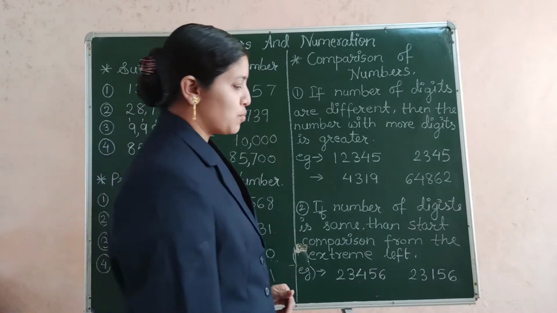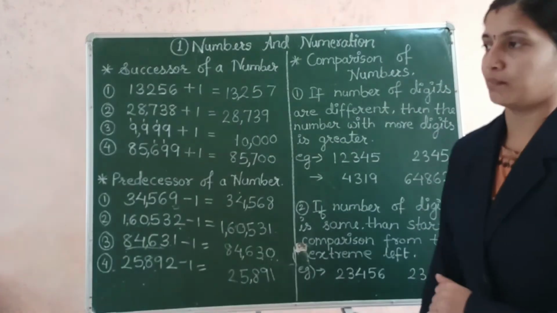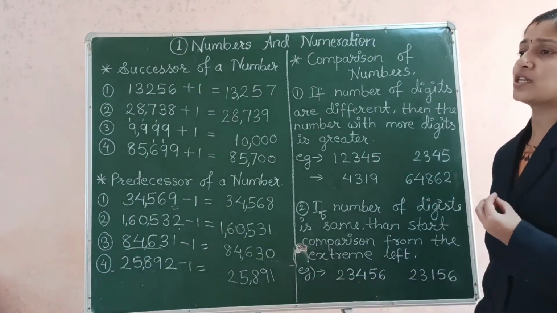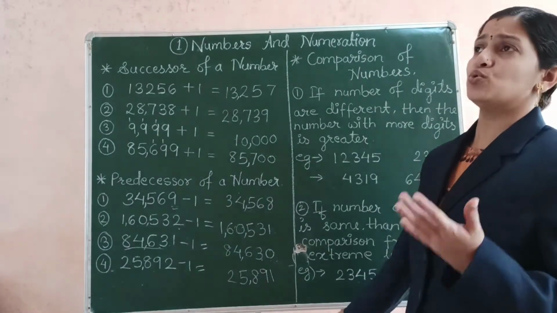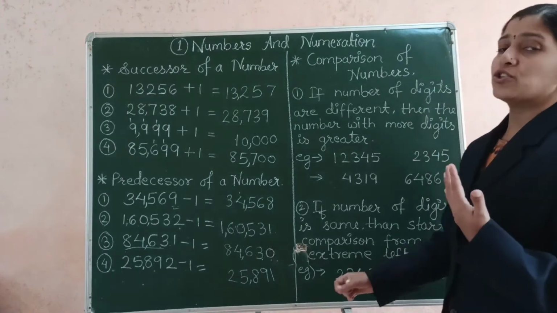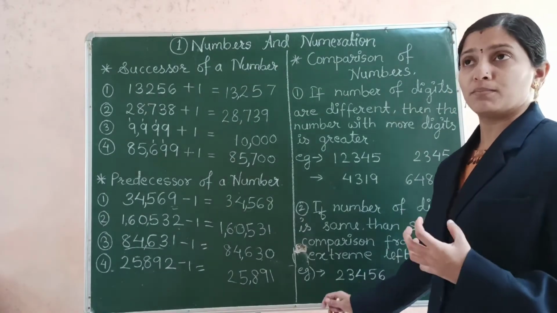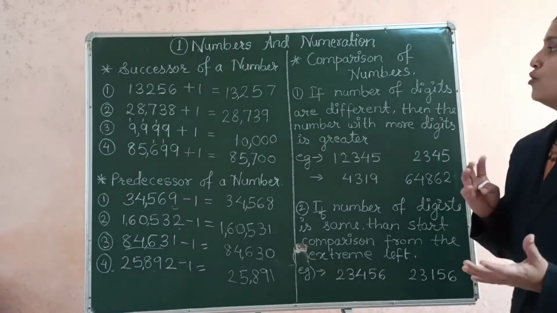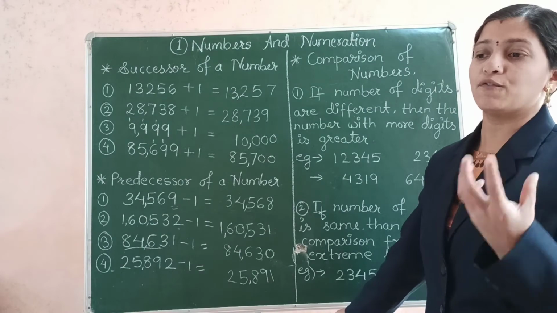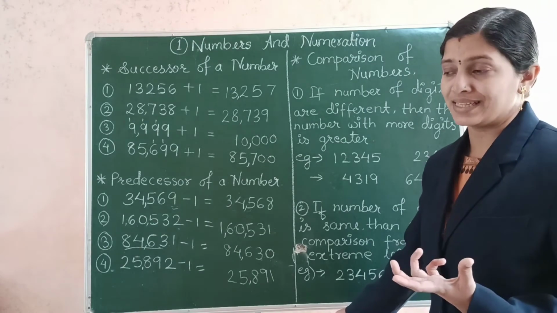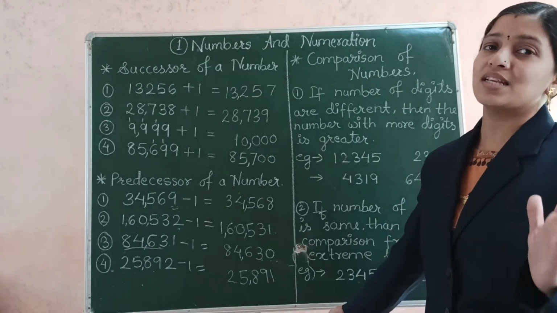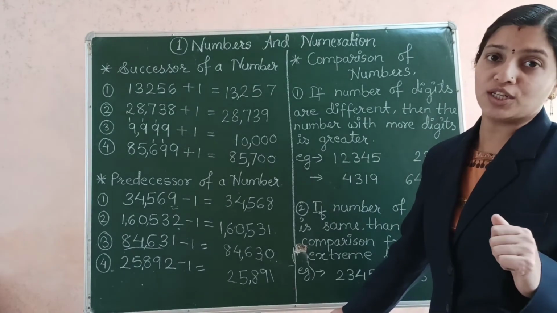Now we will see the next point, that is comparison of numbers. How to compare the numbers. Maybe the numbers are of any digits, maybe 2 digit, 3 digit. In third standard we have studied the comparison of numbers which have 4 digits. Now we will be seeing the comparison of numbers which are having 5 digits, 6 digits or more than that. The rules for the comparison of the numbers remain the same as they were for the 4-digit numbers.